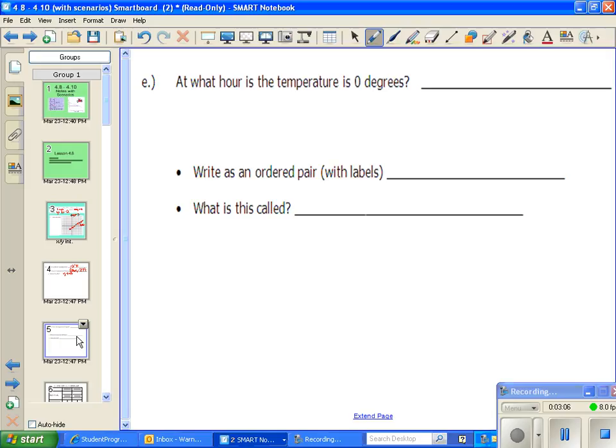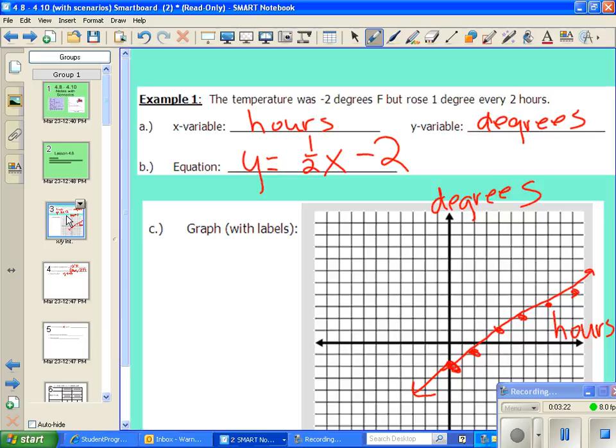All right, next question. At what hour is the temperature 0 degrees? Brett? 6 hours. No. At what hour is the temperature 0 degrees? You counted the dots wrong? I know, counting dots is difficult.